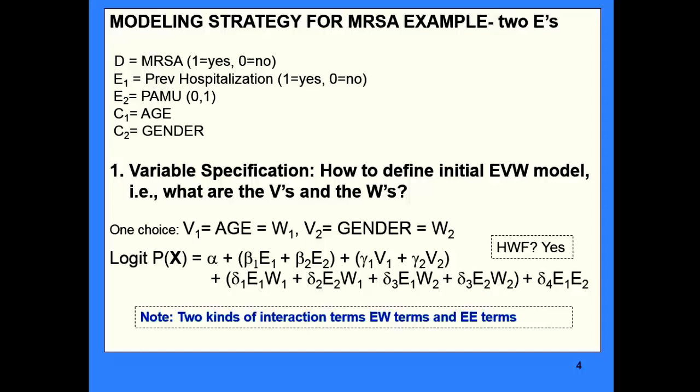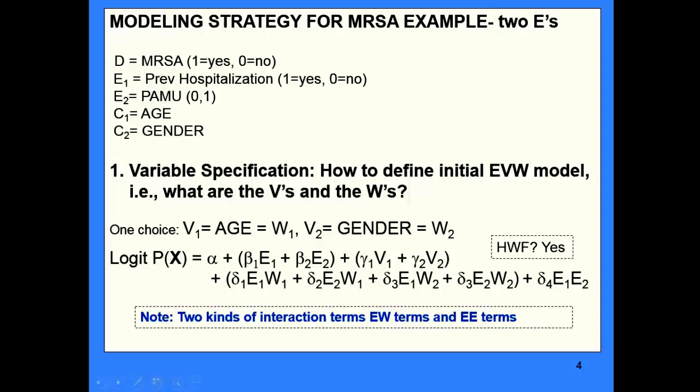And the ones you consider exposure variables are variables you're interested in finding out something about, that you don't know that much about. So I'm supposing here that I don't know anything, not only about previous hospitalization, but I really want to find out something about PAMU, that I don't consider it a control variable. I want to use that as an exposure variable also. So now I have 2 exposure variables and 2 control variables.